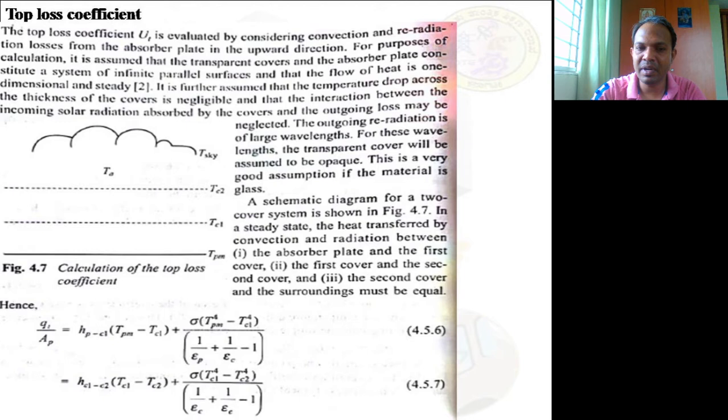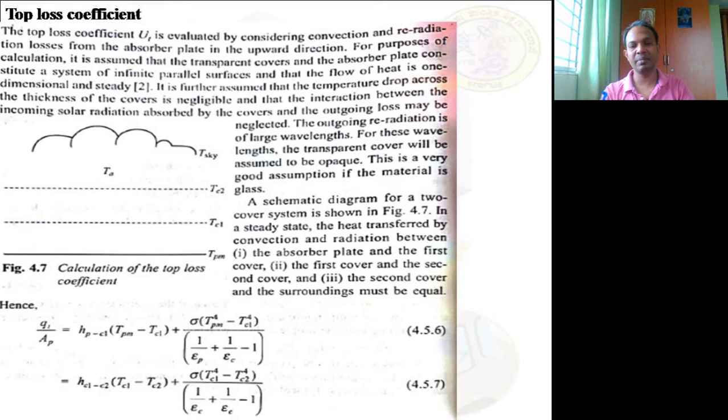So h, the convective heat transfer coefficient, into Tc1 minus Tc2. Similarly plus the same sigma Tc1 absolute temperature to the power of 4 minus Tc2 absolute temperature to the power of 4, divided by 1 divided by E of C1 plus 1 divided by E of C2. In most of the cases the same material will be used. If it is a different material, this holds good. If it is the same material, you can sum it, 1 by this and 1 by this will give rise to the 1, so that EC minus 1 it becomes. Is that clear? So this is the top loss coefficient.